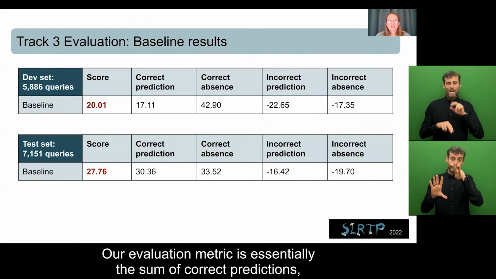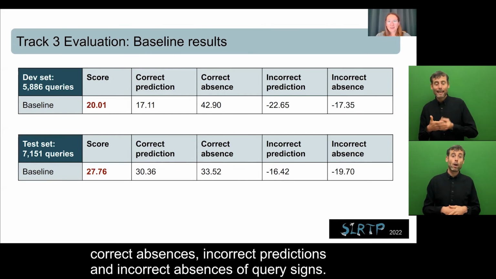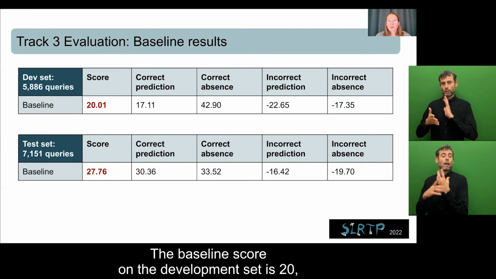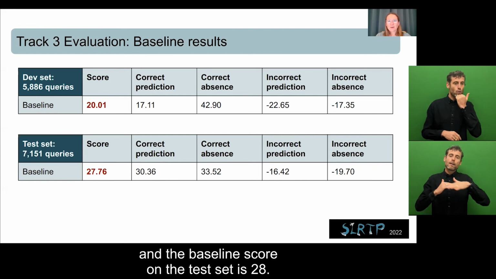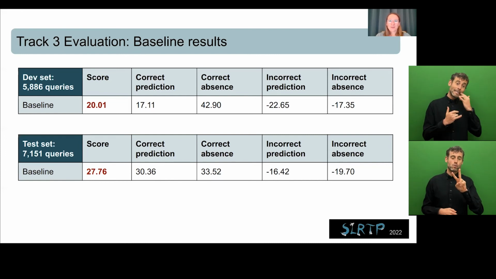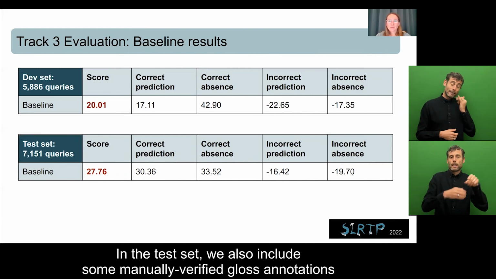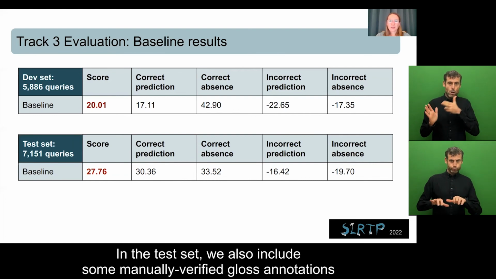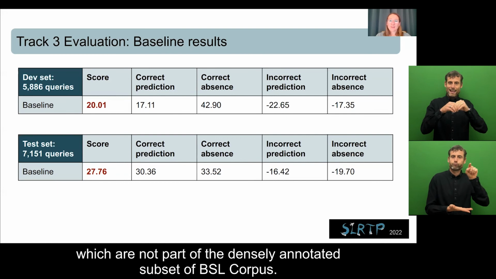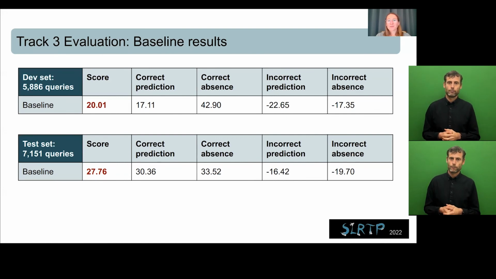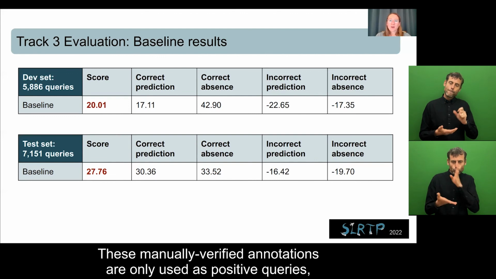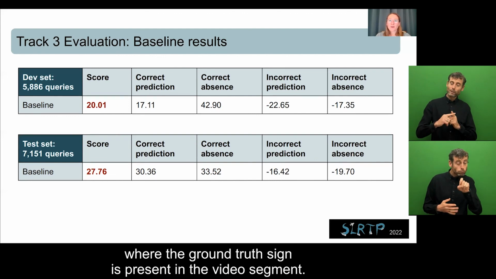Our evaluation metric is essentially the sum of correct predictions, correct absences, incorrect predictions, and incorrect absences of query signs. The baseline score on the development set is 20, and the baseline score on the test set is 28. The test set is slightly different from the development sets. In the test sets, we also include some manually verified gloss annotations, which are not part of the densely annotated subset of the BSL corpus. These manually verified annotations are only used as positive queries, where the ground truth sign is present in the video segments.